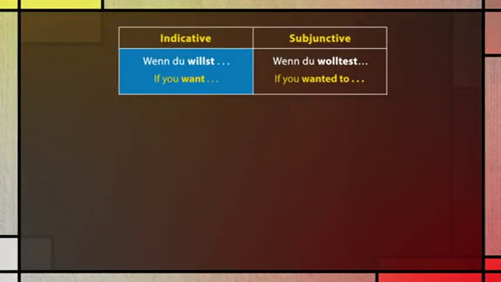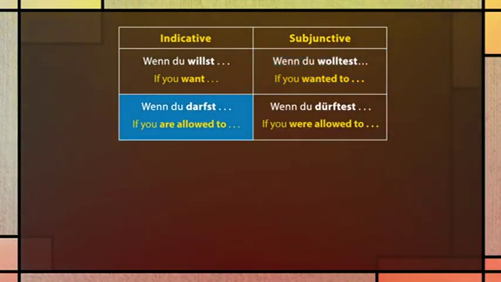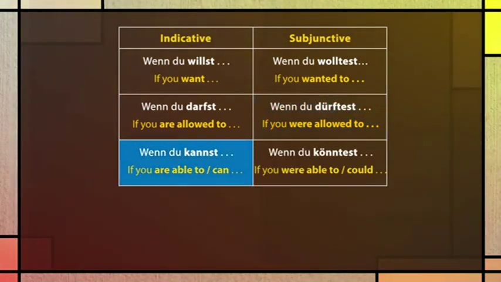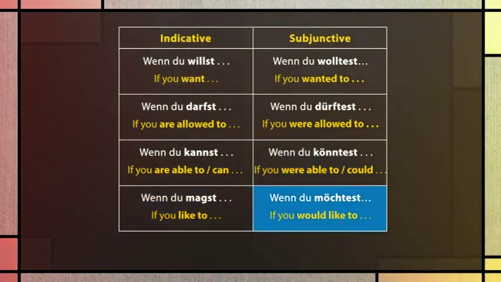Wenn du willst, if you want. Wenn du wolltest, if you wanted to. Wenn du darfst, if you're allowed to. Wenn du dürftest, if you were allowed to. Wenn du kannst, if you are able to or can. Wenn du könntest, if you were able to or could. Wenn du magst, if you like. Wenn du möchtest, if you would like to.